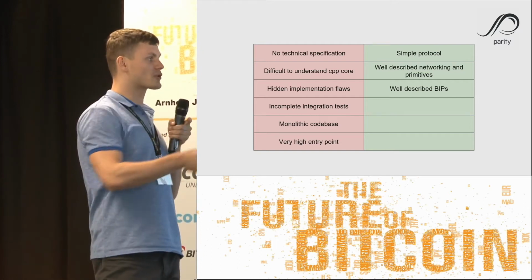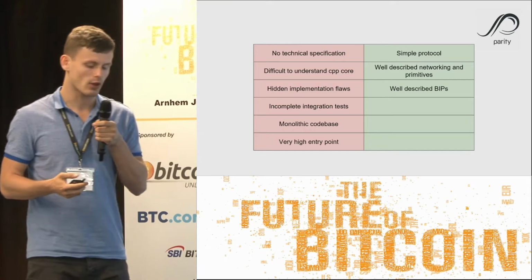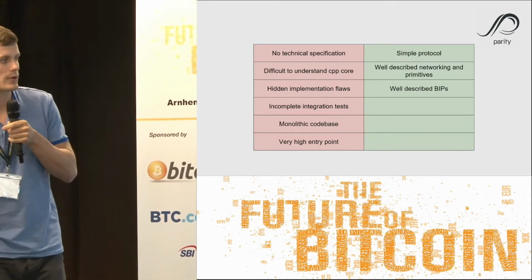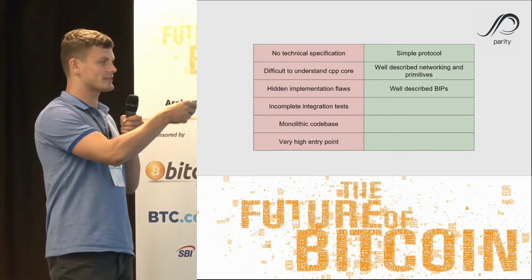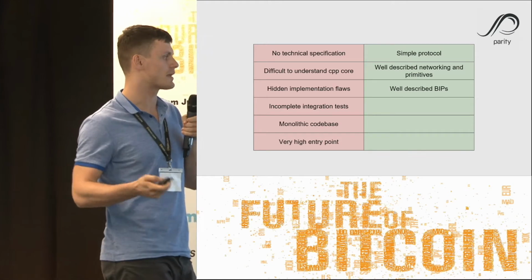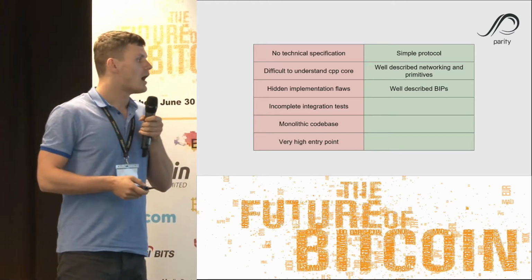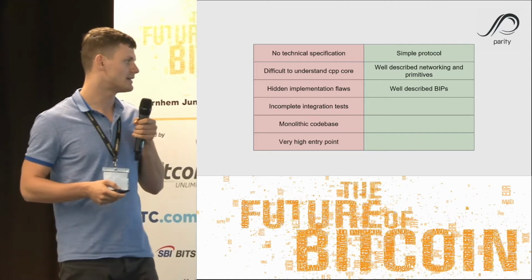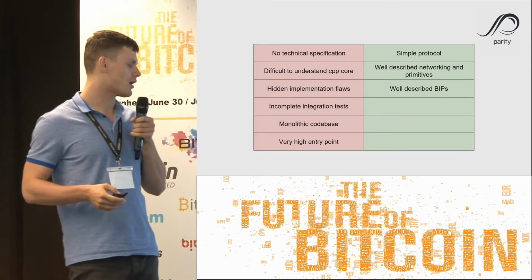On the other hand, the protocol itself is really simple. The Bitcoin protocol is one of the simplest protocols I've been working with, but all of these small changes and quirks make the implementation difficult. So the core is difficult to understand. There are hidden implementation flaws.